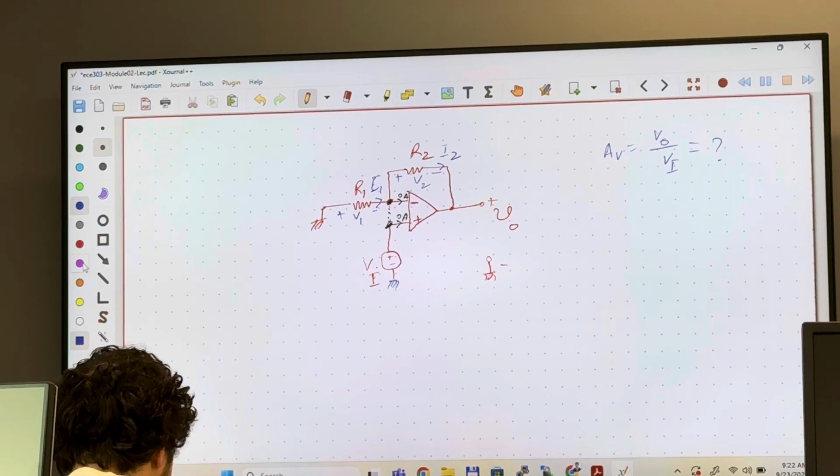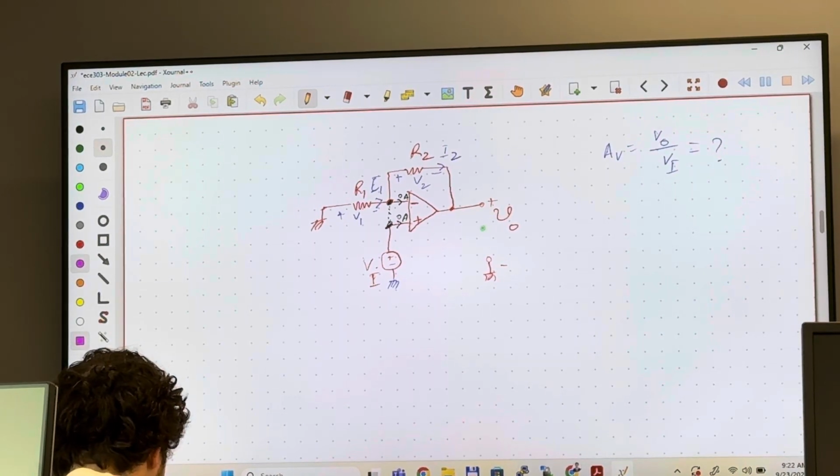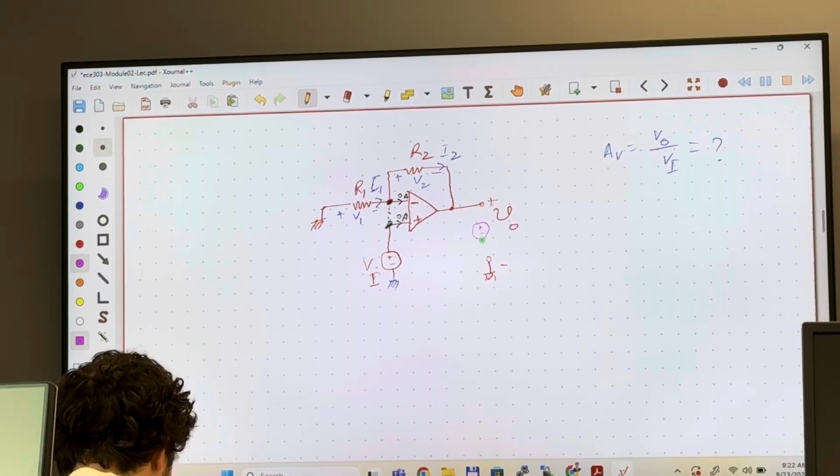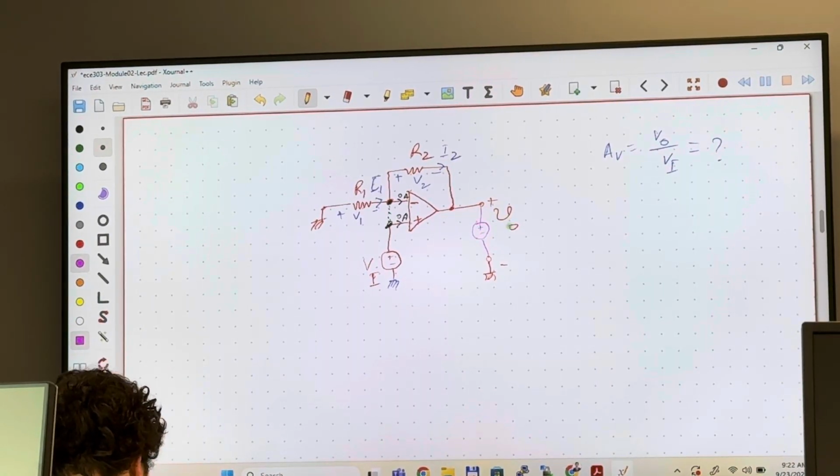Guys, look. You can think of this as a voltage source, which is V0.